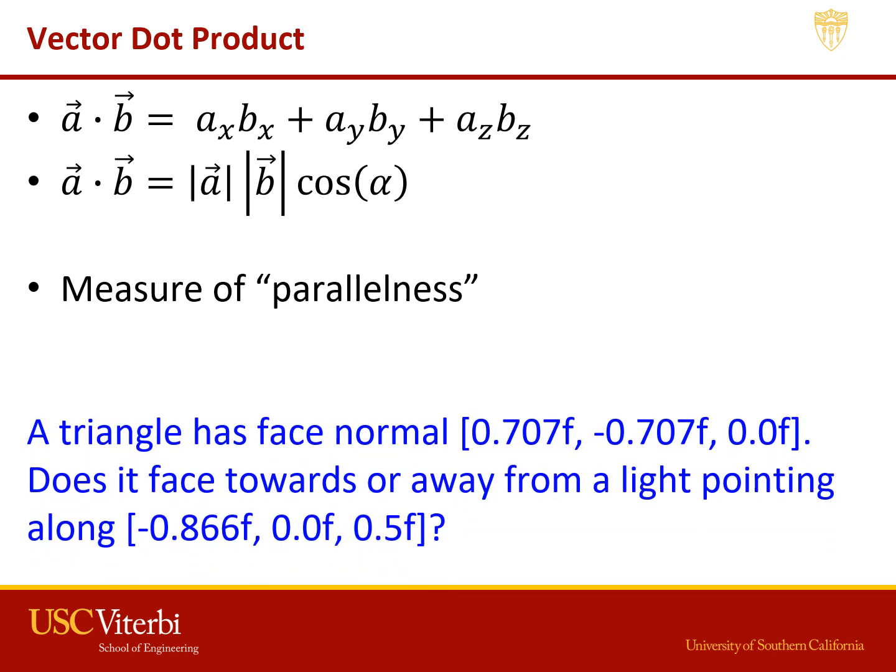Let's give that an example. Say I have a triangle, and I'm hitting it with a light, and I want to know, does the light hit the front of the triangle or the back of the triangle? The way we do that, we'll say we give it a face normal. The normal is a vector pointing upward from the triangle. And here is that normal. And then the light is shining along this direction. So the question becomes, does this light aimed this way hit the paper in the front, or does it hit the paper in the back? So pause it here. And we'll solve that on the next slide.